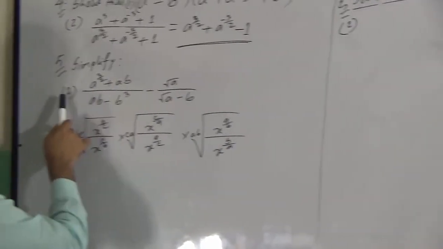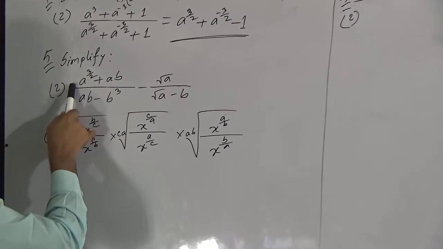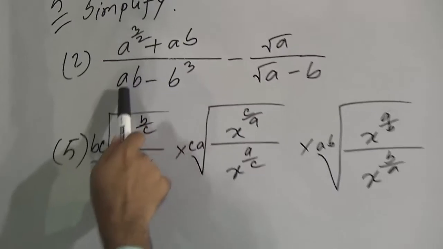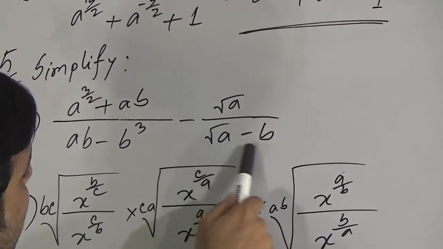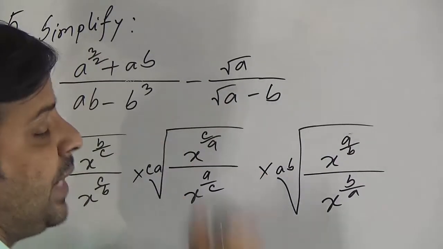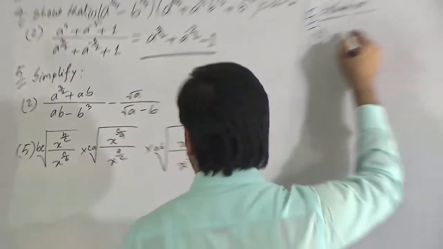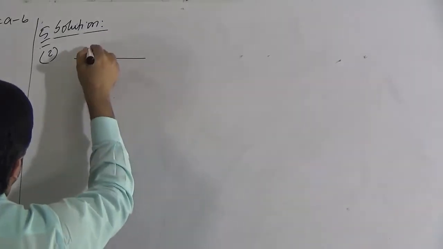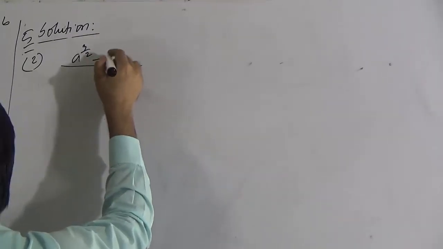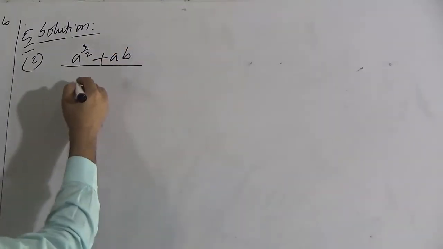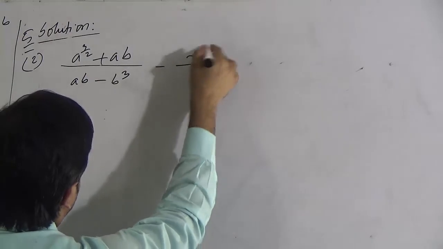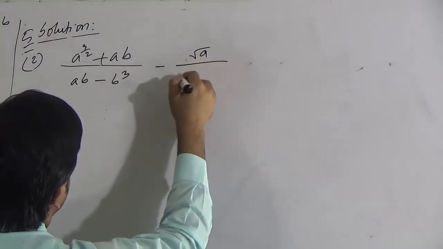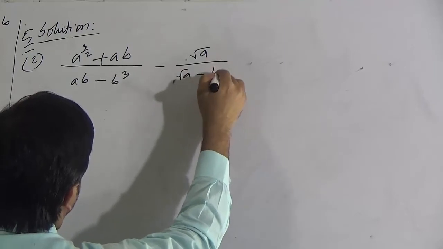Here question 2 is, we have to simplify: a to the power 3 by 2 plus ab, divided by ab minus b cube, minus square root a divided by square root a minus b. This is an expression. We have to simplify this expression. So we can write the given expression here: a to the power 3 by 2 plus ab, over ab minus b cube, minus square root a over square root a minus b.